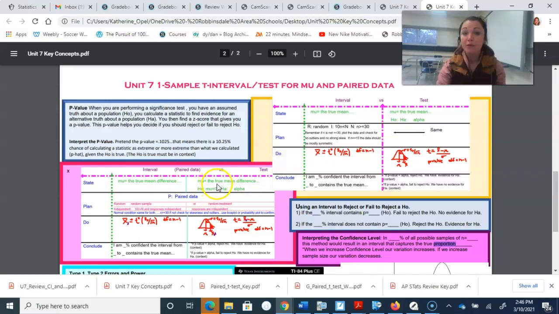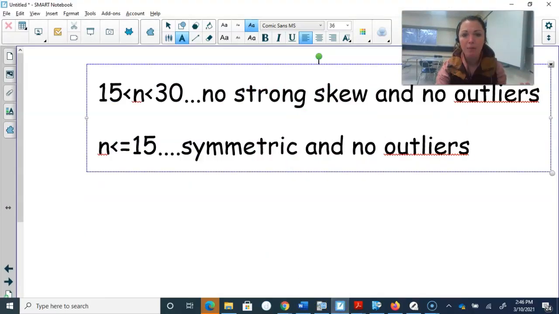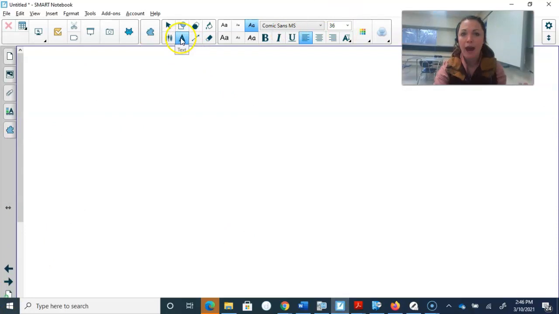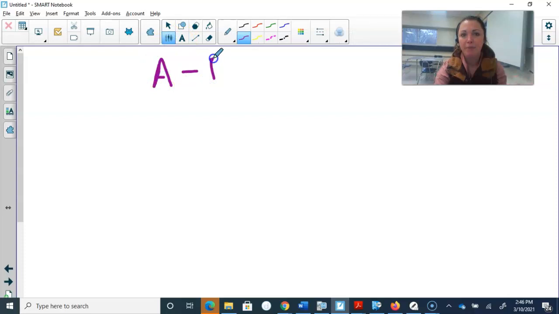I'm looking for mu is equal to the true mean difference, and then talk about the context. The null hypothesis is always mu is equal to 0. Then the alternative is you have to decide, is it going to be greater than or less than based on the problem? Now, the easiest way to think about this is, I had to subtract. I'm looking for the difference. So if the difference is A minus B, I assume that null hypothesis is equal to 0, meaning that the difference is the same. A and B are the same.